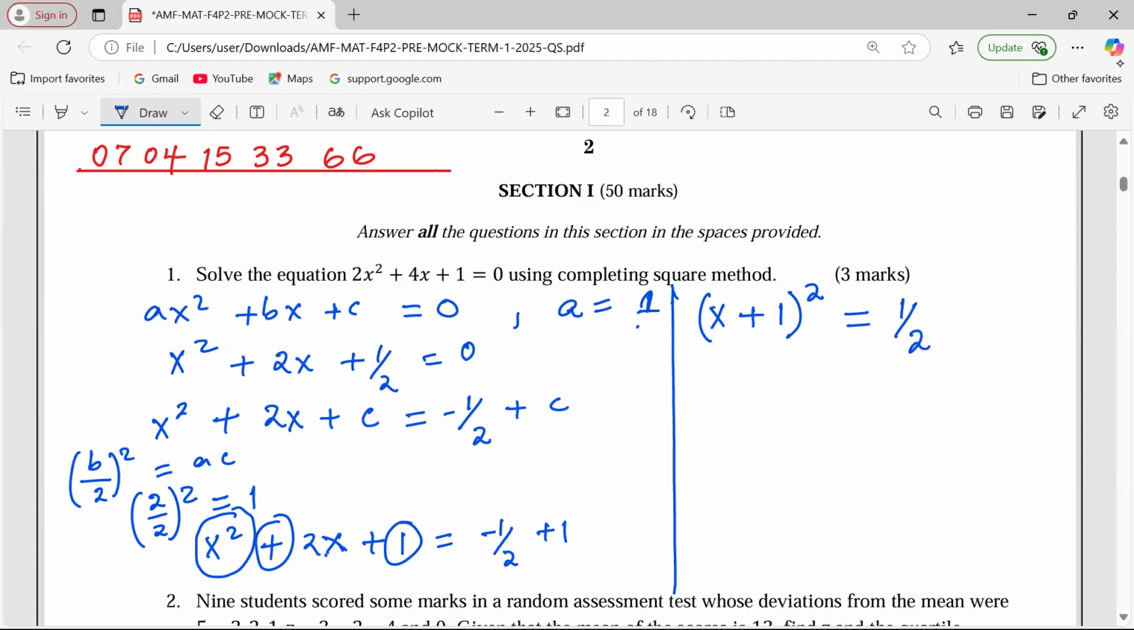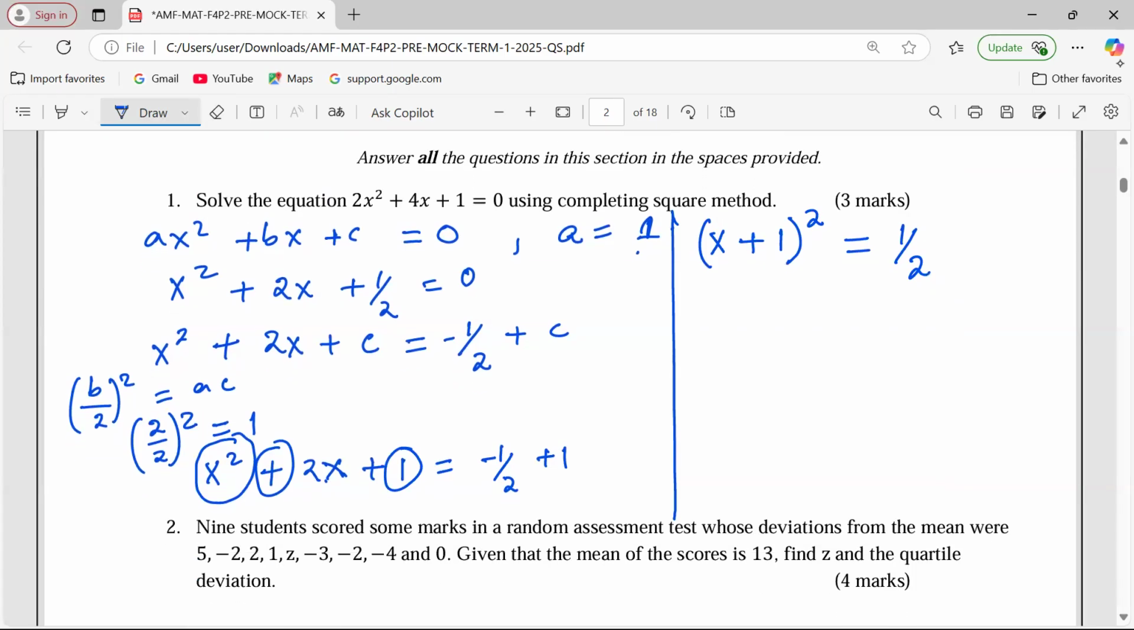Then from this point, we take square root on both sides. Taking square root from both sides will give us x plus 1 because it's already squared. Then on the other side, we'll have plus or minus the square root of half. The square root of half is going to be 0.7071.